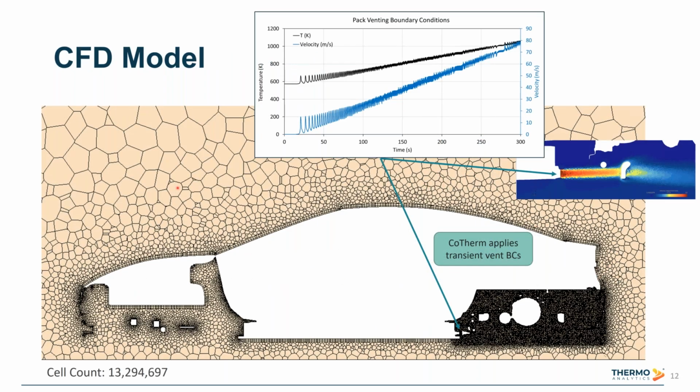Here we can see the CFD model used for this demo. We're using Star-CCM+ here, but really, coupling with any of the major CFD tools on the market is possible. And you can see some mesh refinement here in the venting region. So we can resolve our conjugate heat transfer here and the vent gas impingement on some of these components. Cotherm is applying our transient vent boundary condition here at the vent exhaust port. The plot here is showing this boundary condition, the transient vent gas temperature and velocity again for our 5-minute venting scenario.